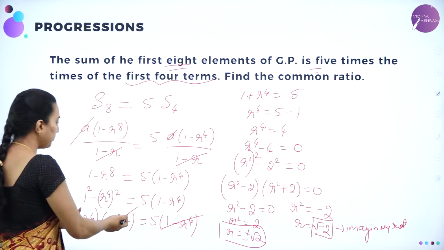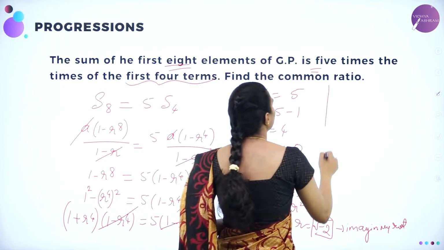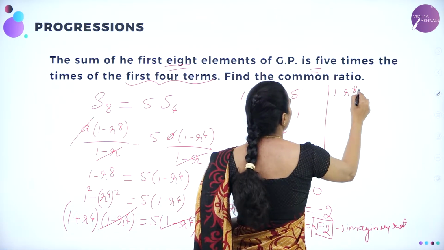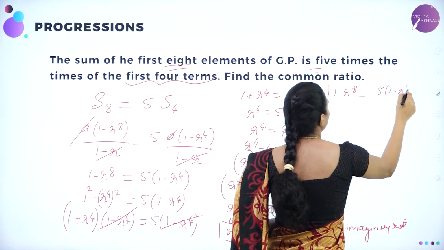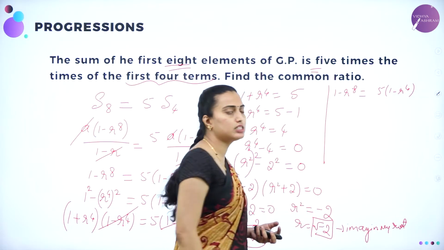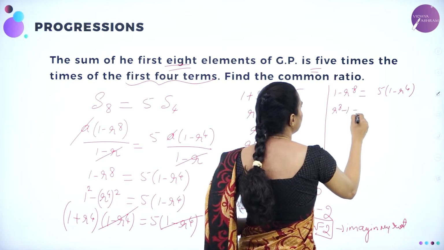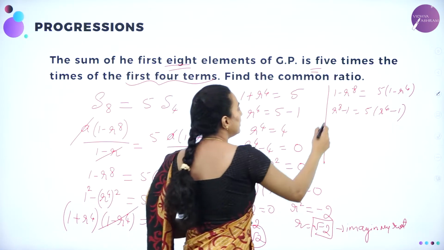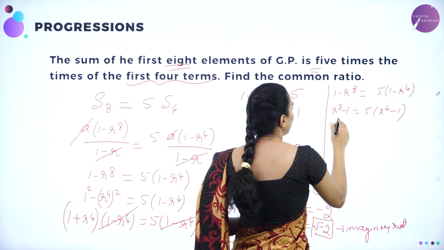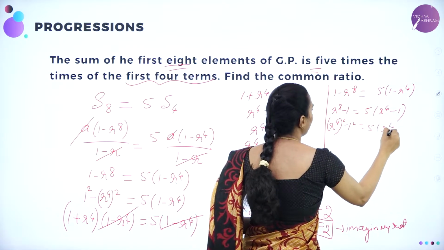Now you can cross multiply here. Taking this formula, 1 minus r to the power of 8 can be written as 5 into 1 minus r to the power of 4. Now multiplying either side by a minus sign, you get r to the power of 8 minus 1 equal to 5 into r to the power of 4 minus 1. Now this can be written as r to the power of 4 whole squared minus 1 squared equal to 5 into r to the power of 4 minus 1.